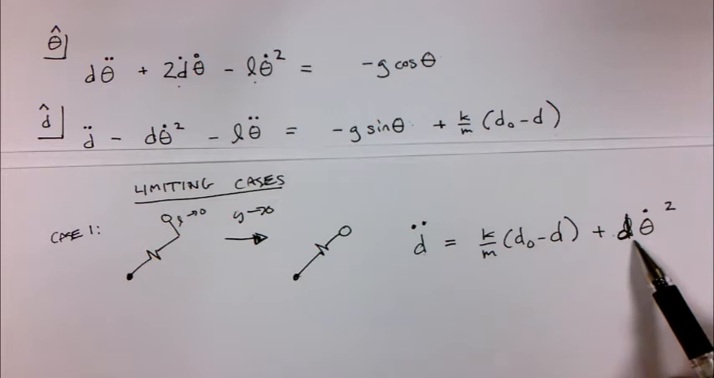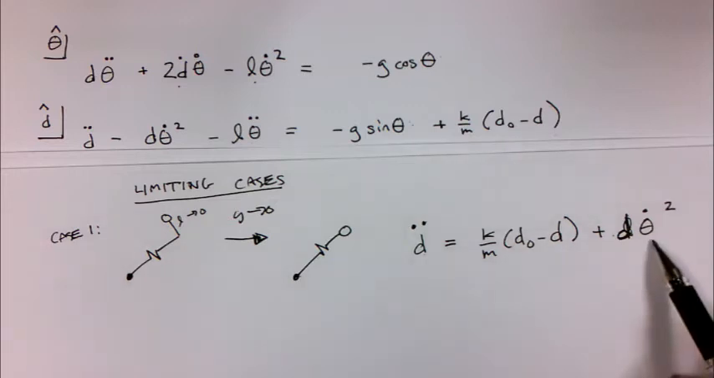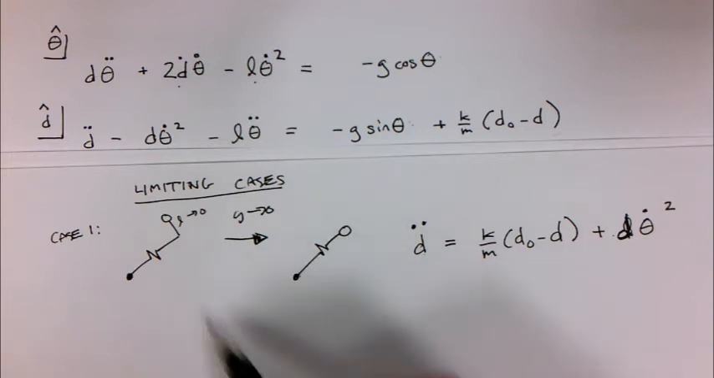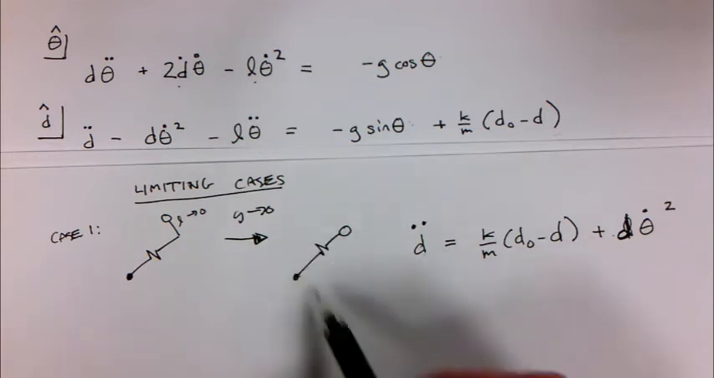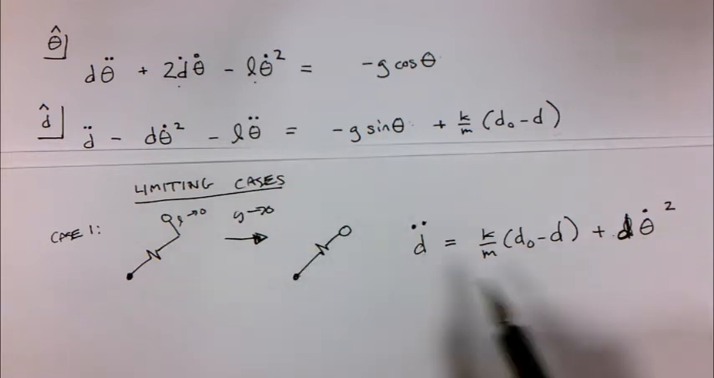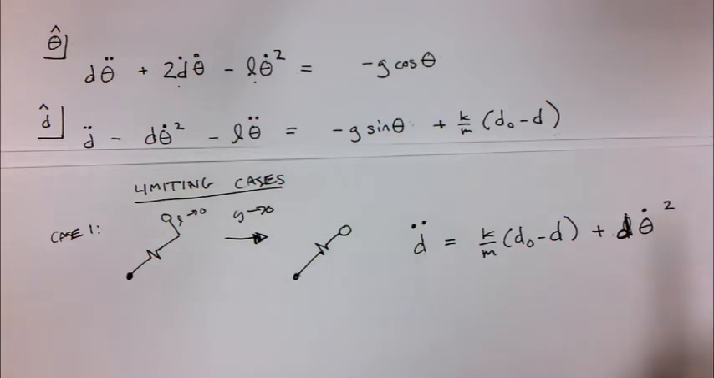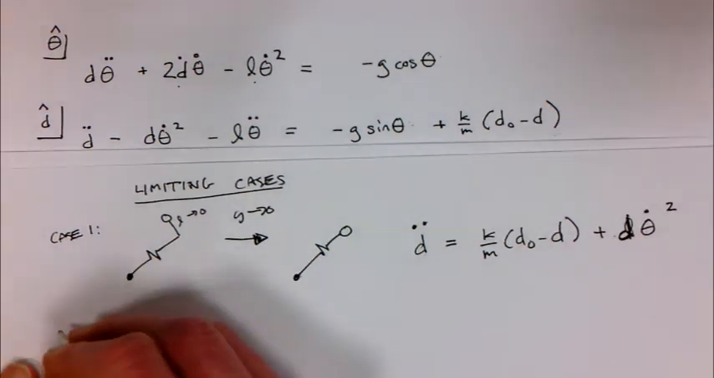And the other component is what looks like a centripetal acceleration component. When the system is rotating around the origin, there's going to be an additional acceleration outwards due to the rate of change of theta. So that's the one case that makes reasonable sense.